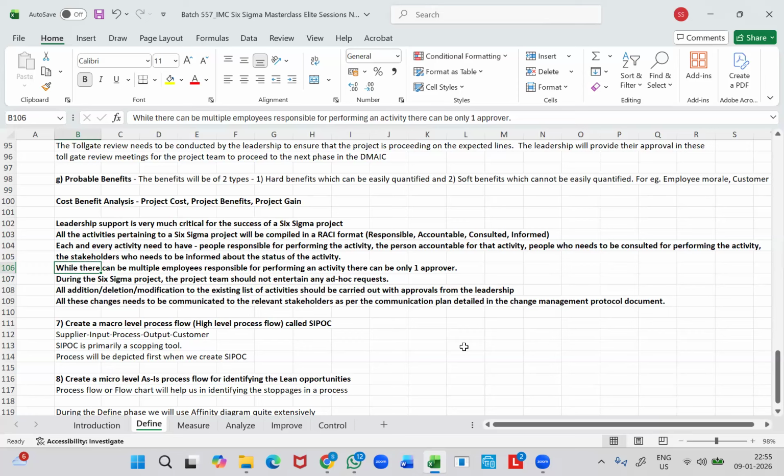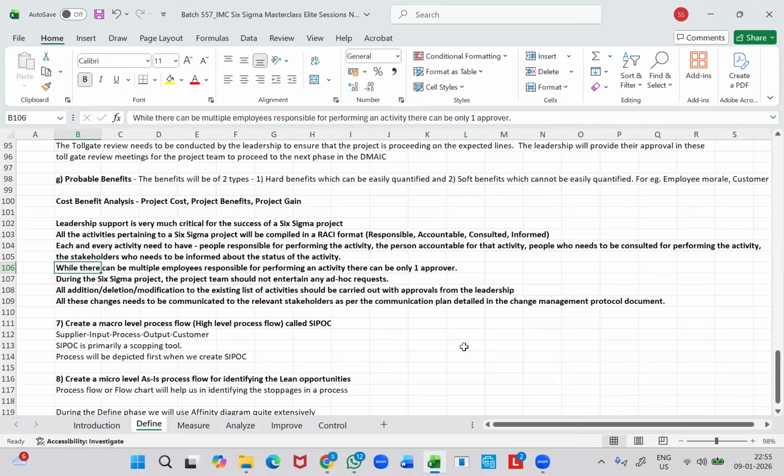So instead, if you have only one accountable person for a particular activity, then that person is the one who needs to be answered in case the activity doesn't get closed within the agreed timeline, right? So while there can be multiple employees responsible for performing an activity, as I told you, there can be only one approver for each and every activity. That means there can be only one accountable person for each and every activity.